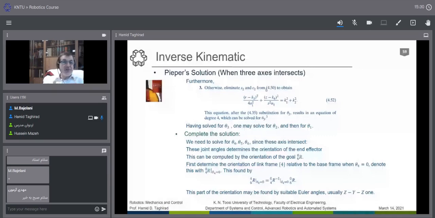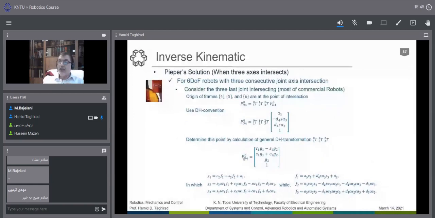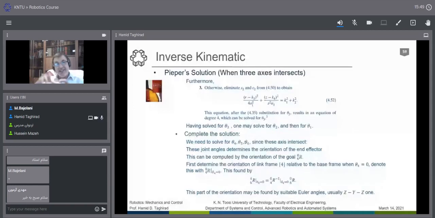Now, three of the parameters are found from the position of point 0.04. And three parameters are remaining, or three joint variables are remaining, which are the orientation variables. The orientation variables can be solved with the three other homogeneous transformations. These three homogeneous transformations, which are a function of theta 4, 5, and 6, all intersecting each other, provide us a full orientation.